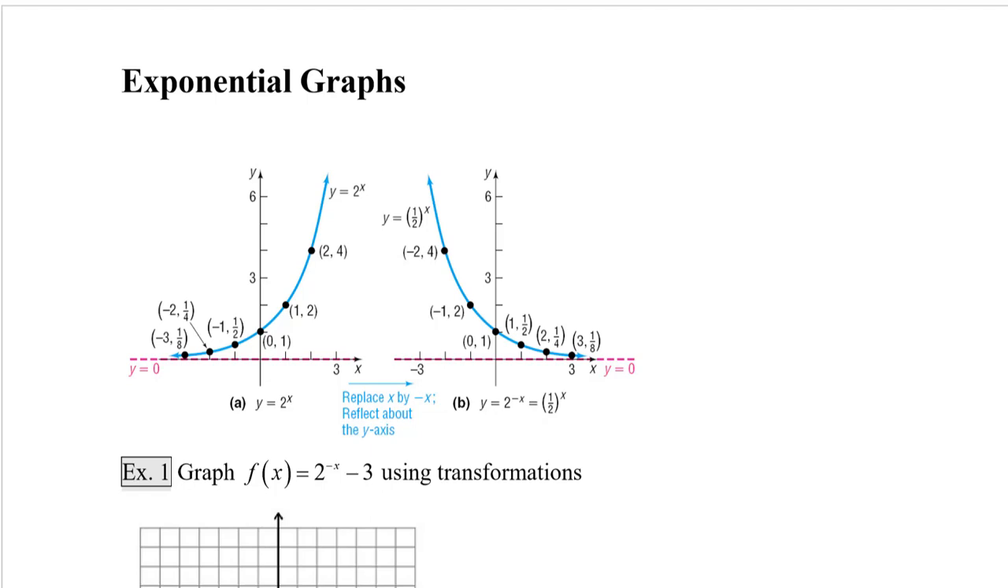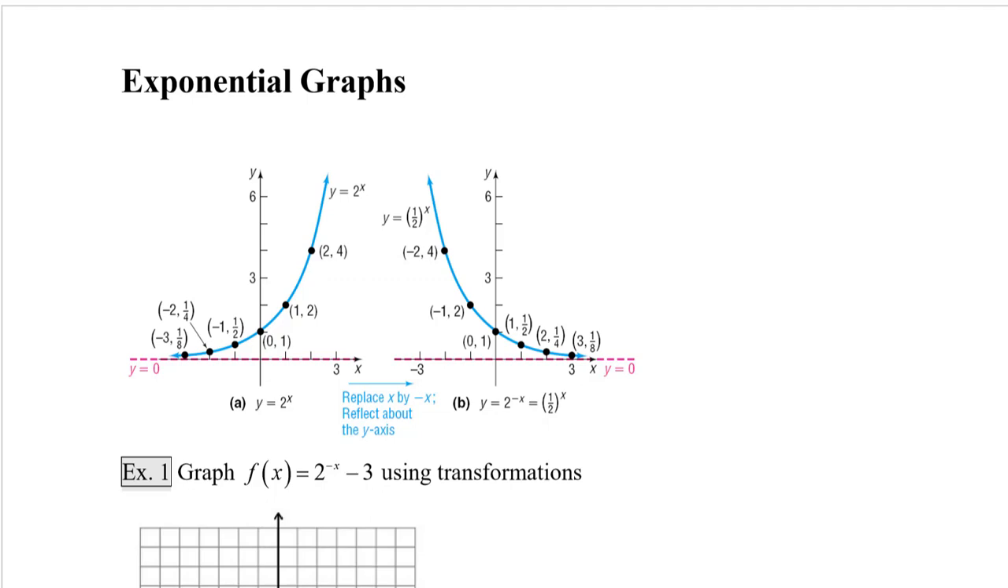Welcome to today's lesson on exponential graphs. From the Desmos activity, you should already know about the basic shape of exponential graphs. We've got two examples here. The one on the left is 2 to the x, and the one on the right is 2 to the negative x, which is actually the same as 1/2 to the x.